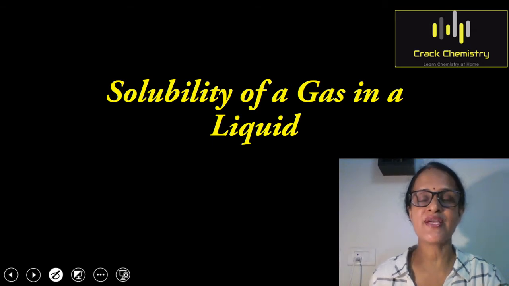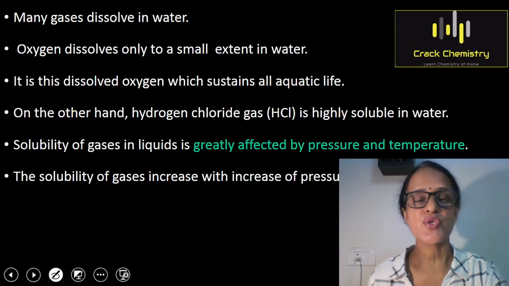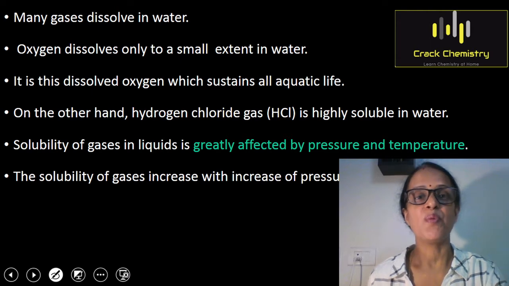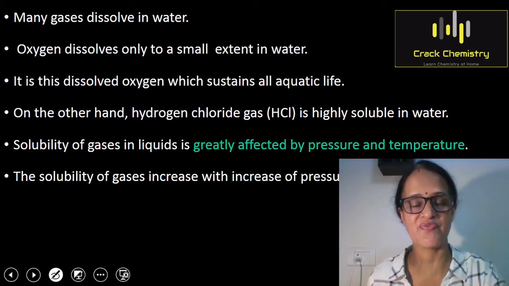Our topic is Henry's Law and its applications, and the chapter's name is Solutions. Students, Henry's Law explains the solubility of a gas in a liquid. Different gases are soluble in water and other solvents to different extents. For example, oxygen gas is slightly soluble in water, but this slight solubility of oxygen in water is enough to sustain aquatic life. We will take one more example.